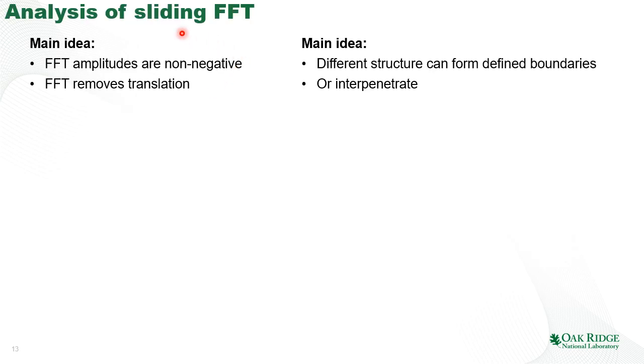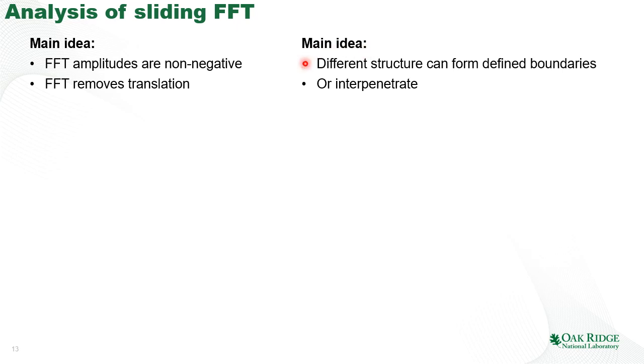So, what do we know? First of all, we know that once we calculate the Fourier transform and determine the structure factor, the Fourier amplitudes are non-negative. The second thing we know is that when we calculate the Fourier transform and remove the phase, then our data is no longer sensitive to the translation. This is really important because once we tile the image, our tile can be in any registry with respect to the underlying lattice. So the translation is uncertain. Once we do the Fourier transform and take the amplitude, translation doesn't matter anymore.